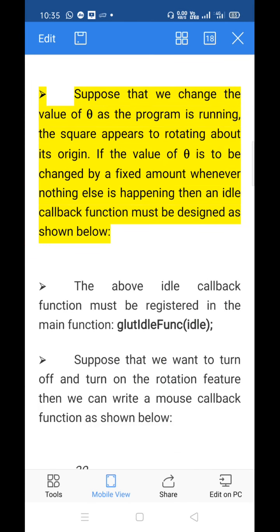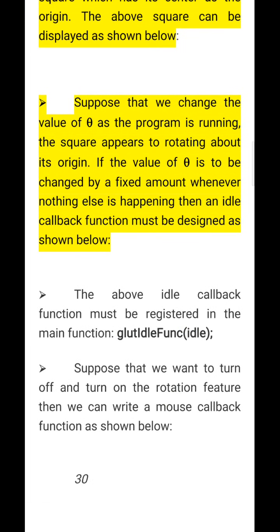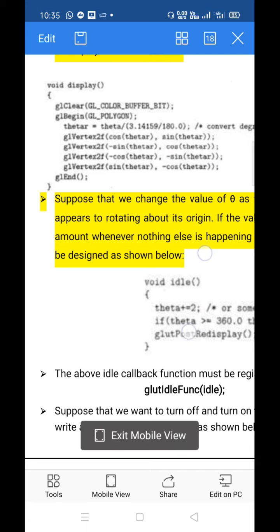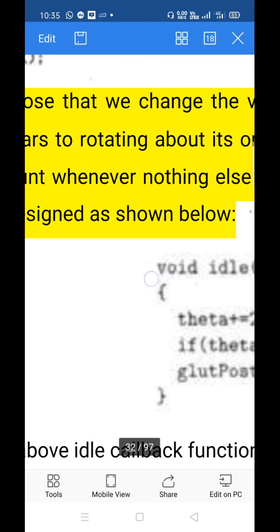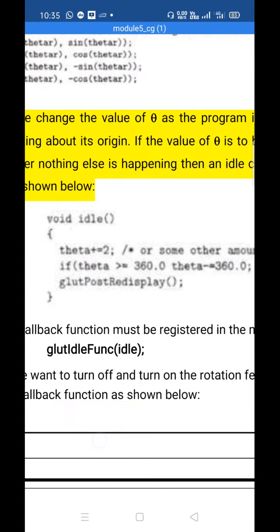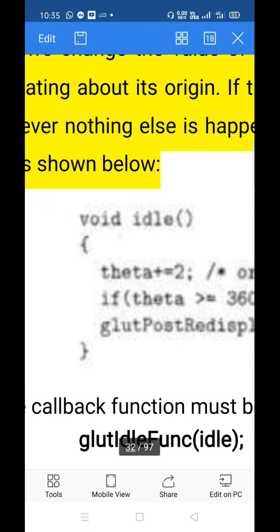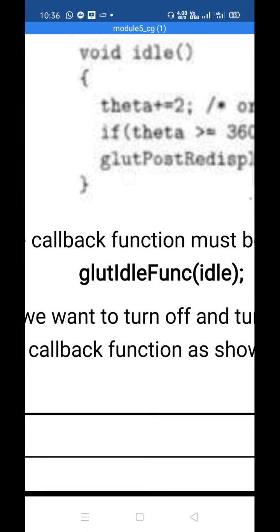Now see, the above idle callback function must be registered in the main function. The same thing we discussed earlier: glut idle function followed by the name of the function. Here the name of the function we have taken is idle. As you can see, void idle is written. Hope it is visible. Check the pointer which I am pointing. Void idle is taken. As per our lab experiment, we considered it as void spin cube. In that case we called glut idle function of spin cube; here, since we have written the user defined function as idle, the callback for idle should be registered.